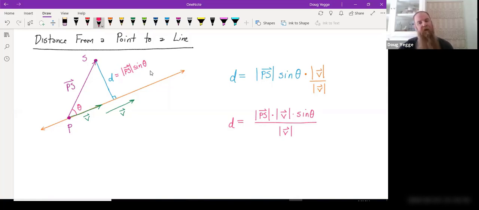And I know you're thinking, that just made it more complicated because now I need to know the magnitude of another vector, which I don't know. But don't worry, because if you remember back from our cross product chapter, the magnitude of PS times the magnitude of v times sine of theta is the area of the parallelogram between PS and v. So it turns out that the numerator is the magnitude of the cross product between the two vectors.